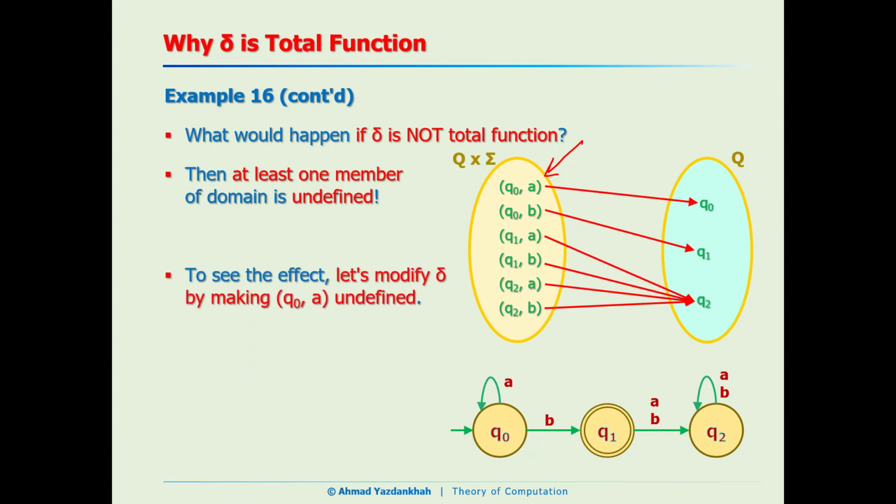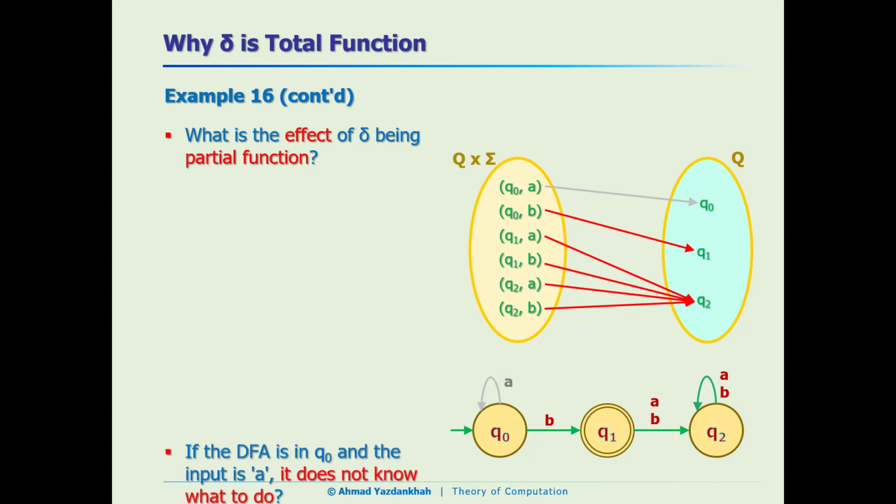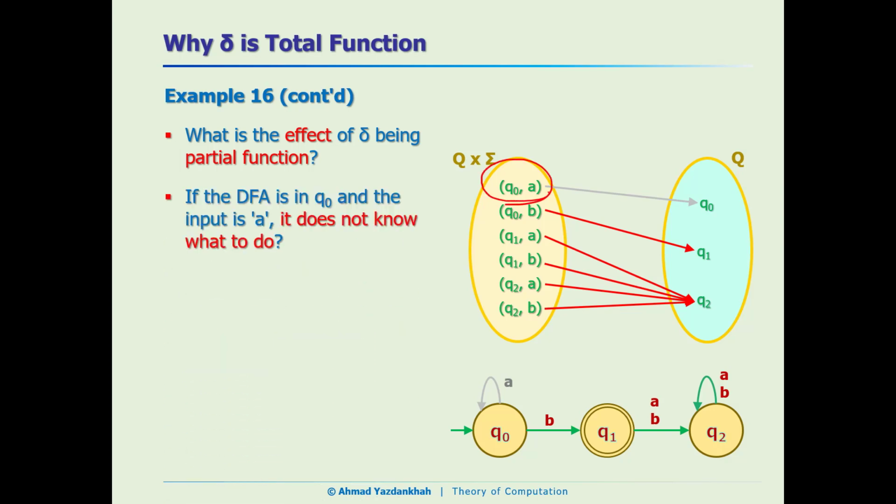To understand this, let me modify the delta function by making one of them, as an example, the first one, Q0A, this one, as undefined. And let's see what would happen. By reverse engineering, let's see what would be the effect. If we remove this, it will affect this. So there is no loop here, and there is no outgoing transition if the input is A.